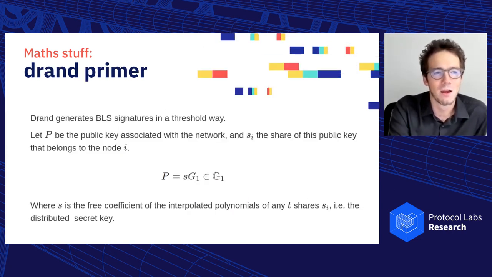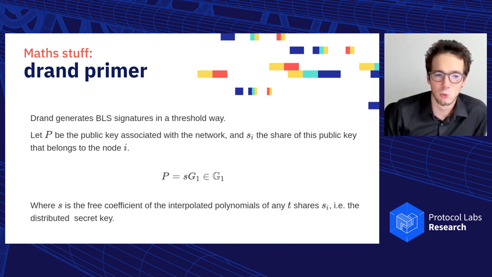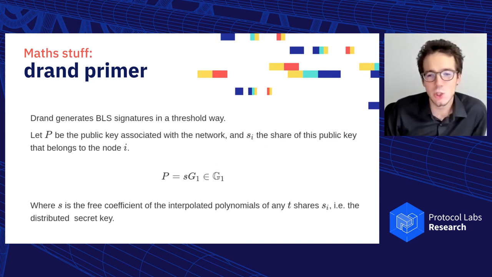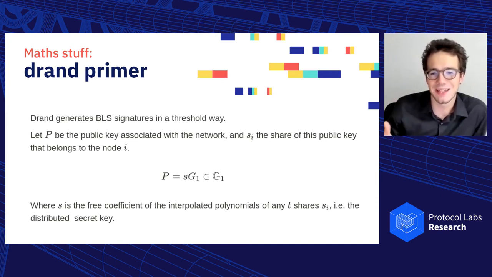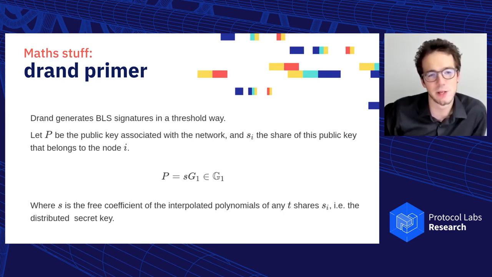So first, we need to recall how BLS signatures work. So we have a public key, P, which is basically just a secret S times a generator, G1, on the group G1, because BLS signatures are based on pairing.